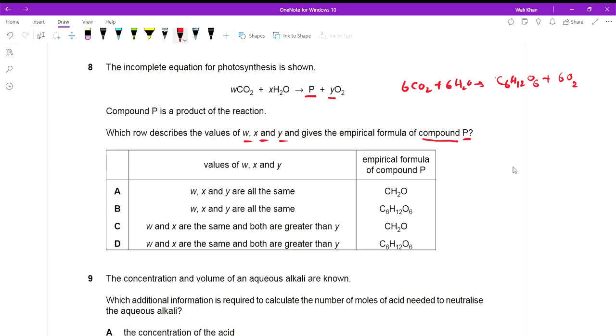Okay. The value of W, X and Y are same. W, X and Y, it is 6. Okay. Empirical formula. C6H12O6 is the original formula of glucose, which is the product of photosynthesis. So its empirical formula is CH2 and the option is A.